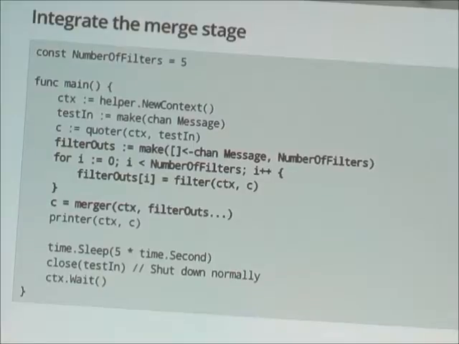Instead of doing a merge stage, is it possible to just take a list, like a slice of input channels, and then select on them? Is that possible? You could. You'd have to know exactly how many. You can't really do that with a slice. The channels have to be known.